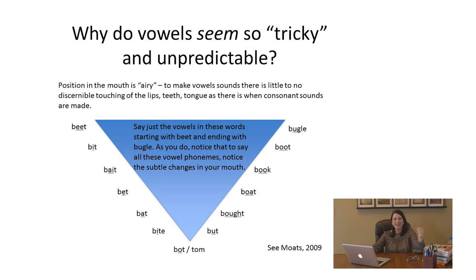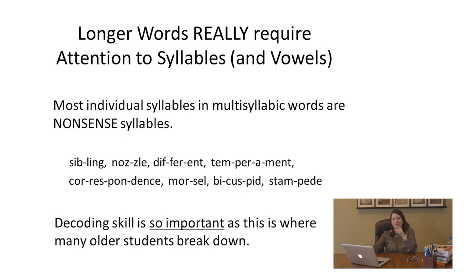So there you go. If you look at the multisyllabic words on this slide, you'll see that none of those syllables are real words, none of them. It is very important that students learn to decode, because reading multisyllabic words means you have to have a brain that recognizes the syllable boundaries, and you have to have a brain that can look at words that aren't real, non-words, like sib and nas and meant, without any hesitation or attention.